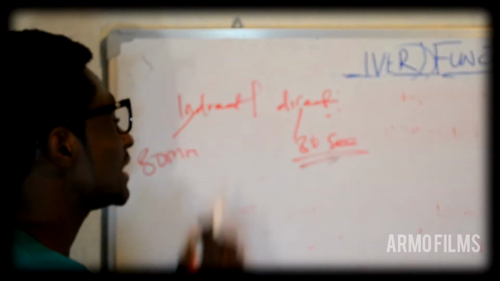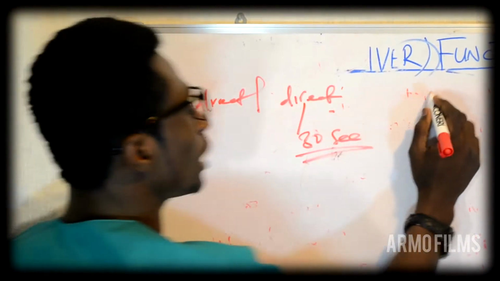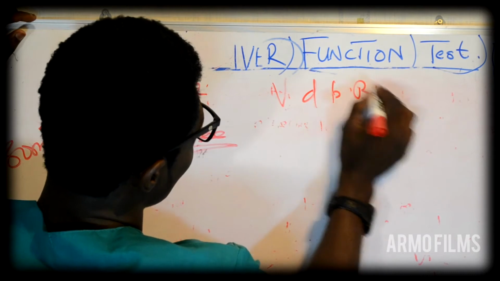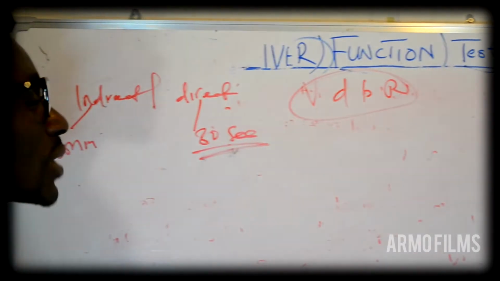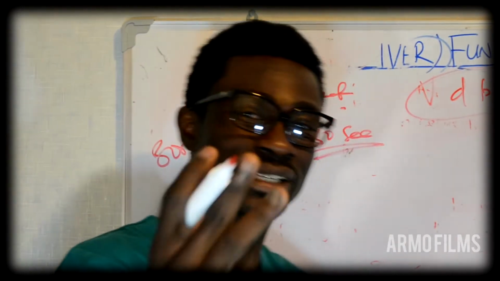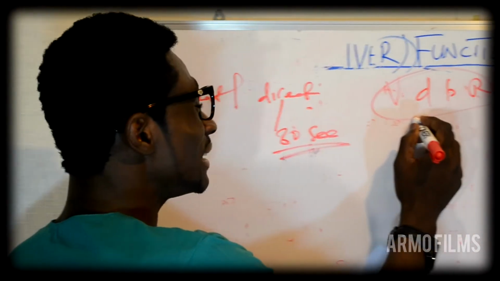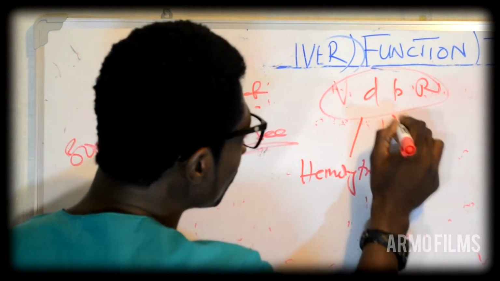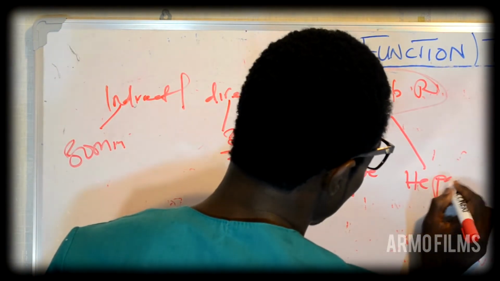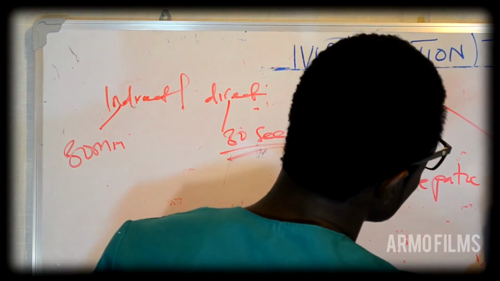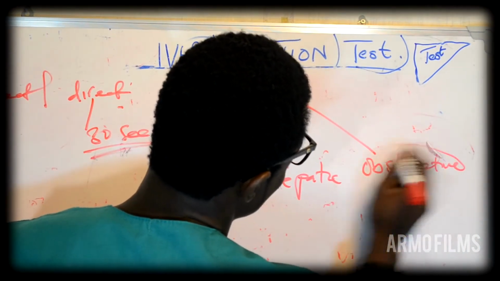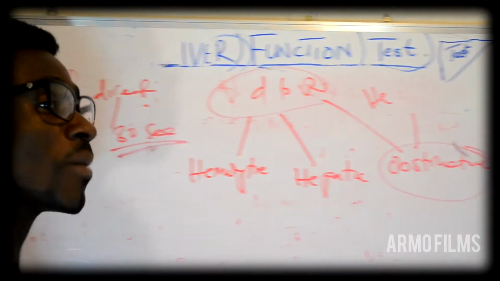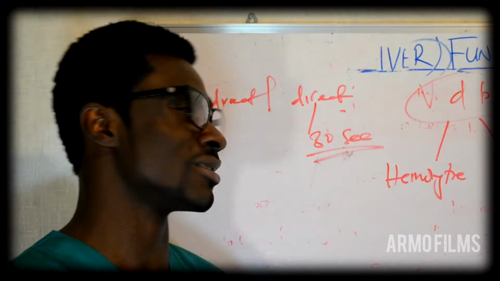Based on this particular Van den Bergh reaction, you can be able to distinguish 3 types of jaundice, basically. You understand? So now you can distinguish the hemolytic jaundice. You can also distinguish between the hepatic jaundice and the obstructive jaundice. The obstructive jaundice could be as a result of hepatocellular carcinoma. That's tumor of the liver.